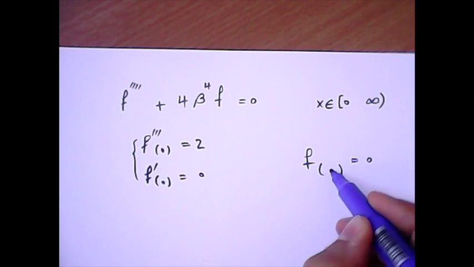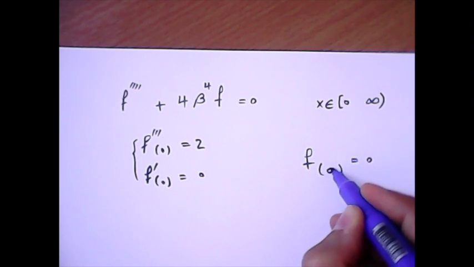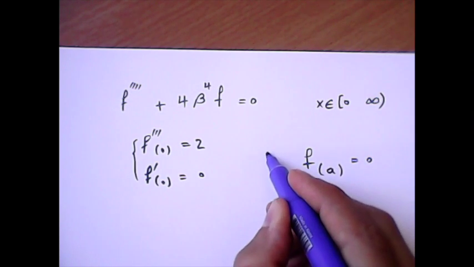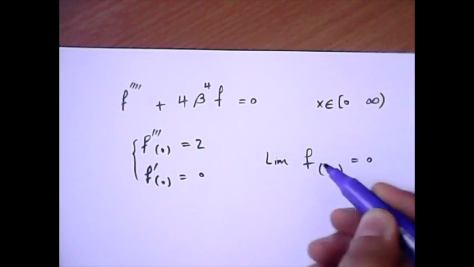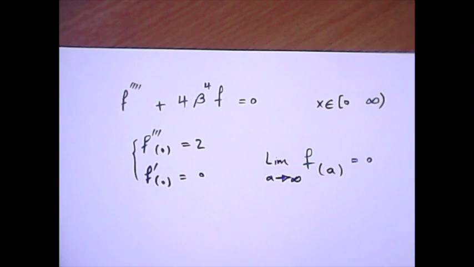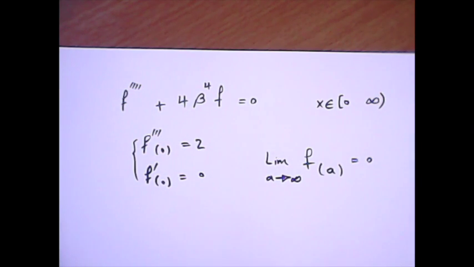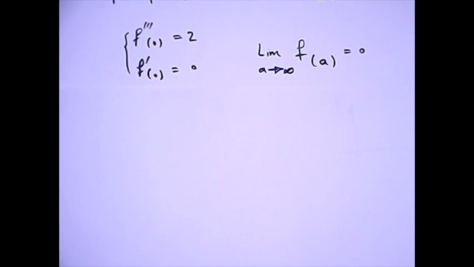So let me define a variable a. I will take the limit of f at a as a goes to infinity. That's how I put it mathematically. I think it makes more sense. But that's what this is telling us, that f goes to 0 at infinity. Now let's try to solve this differential equation.